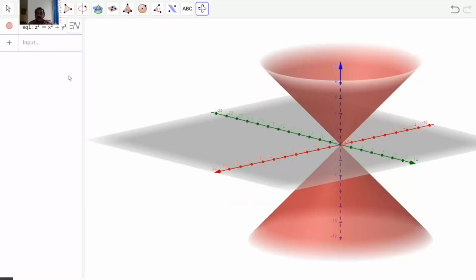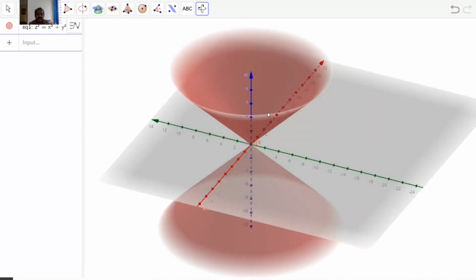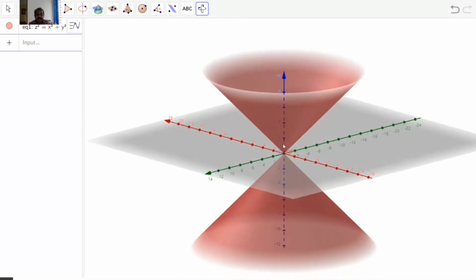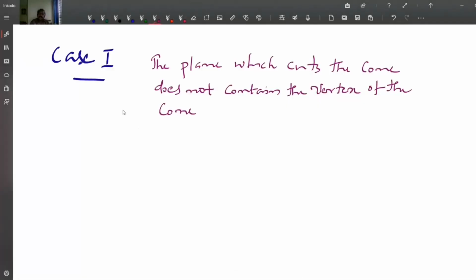So consider the right circular cone z square is equal to x square plus y square. So you can see in the figure, this is the cone under consideration, and you have the y axis as the axis for this cone, and this is the vertex. You can see the origin is the vertex of this cone. So there are two cases.